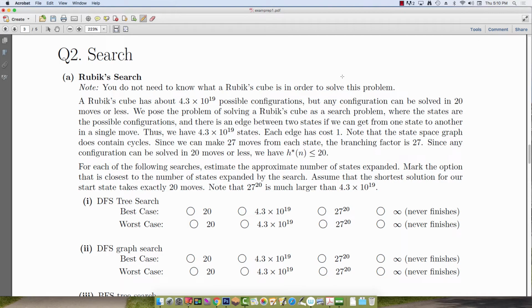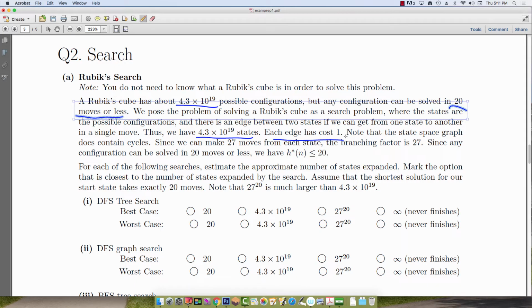Okay, so let's go ahead and jump into question 2 for search. So this is a Rubik's Cube problem where there are a total of 4.3 times 10 to the 19th possible configurations. And it's very important to know that any configuration can be solved in 20 moves or less. And we're trying to basically solve a Rubik's Cube. And since there are 4.3 times 10 to the 19th possible configurations, we have a maximum number of states of that number. And each edge has cost 1. So moving the cube just costs 1 step for every turn.